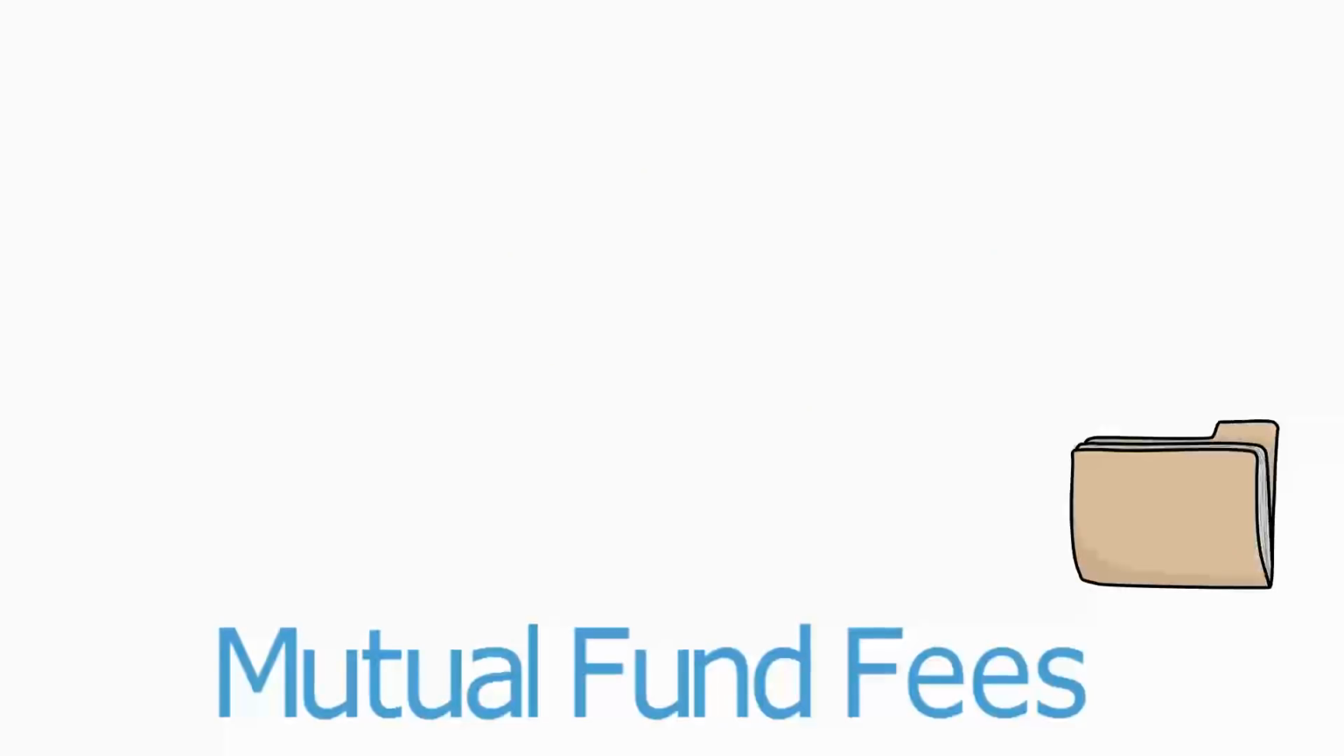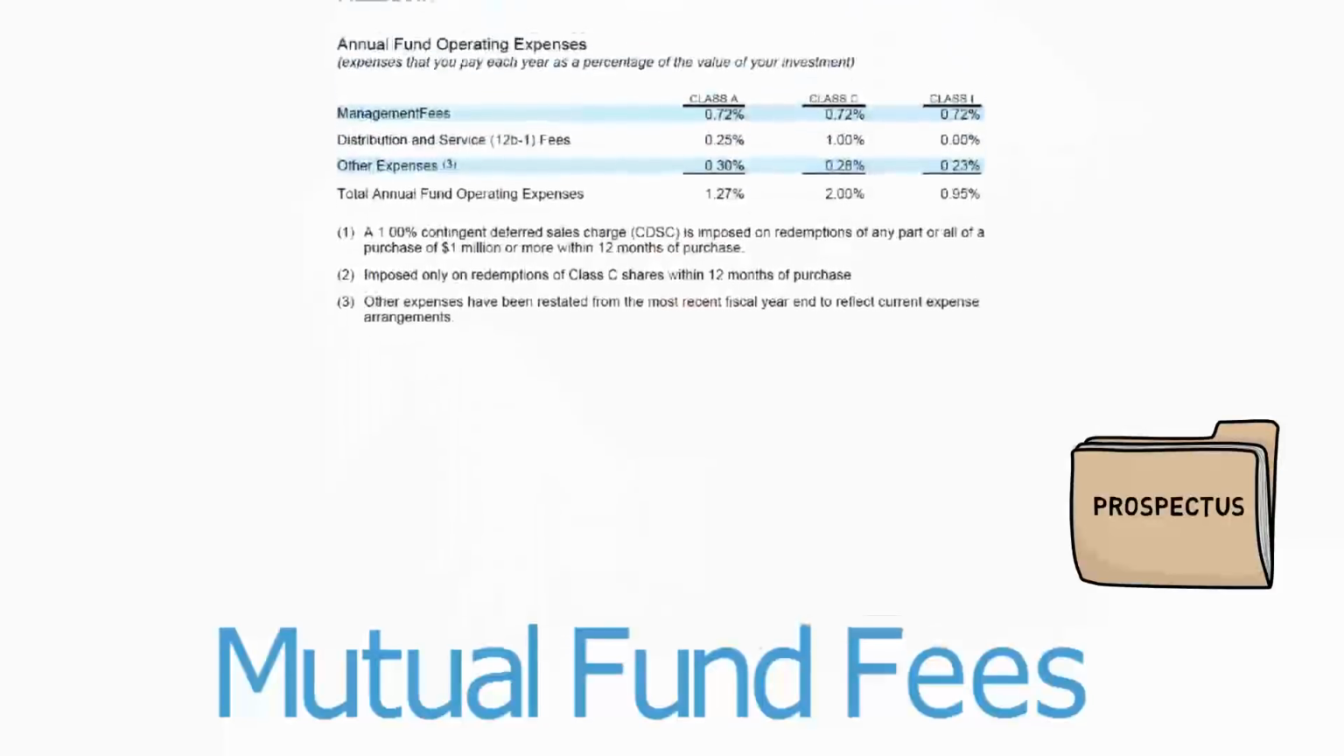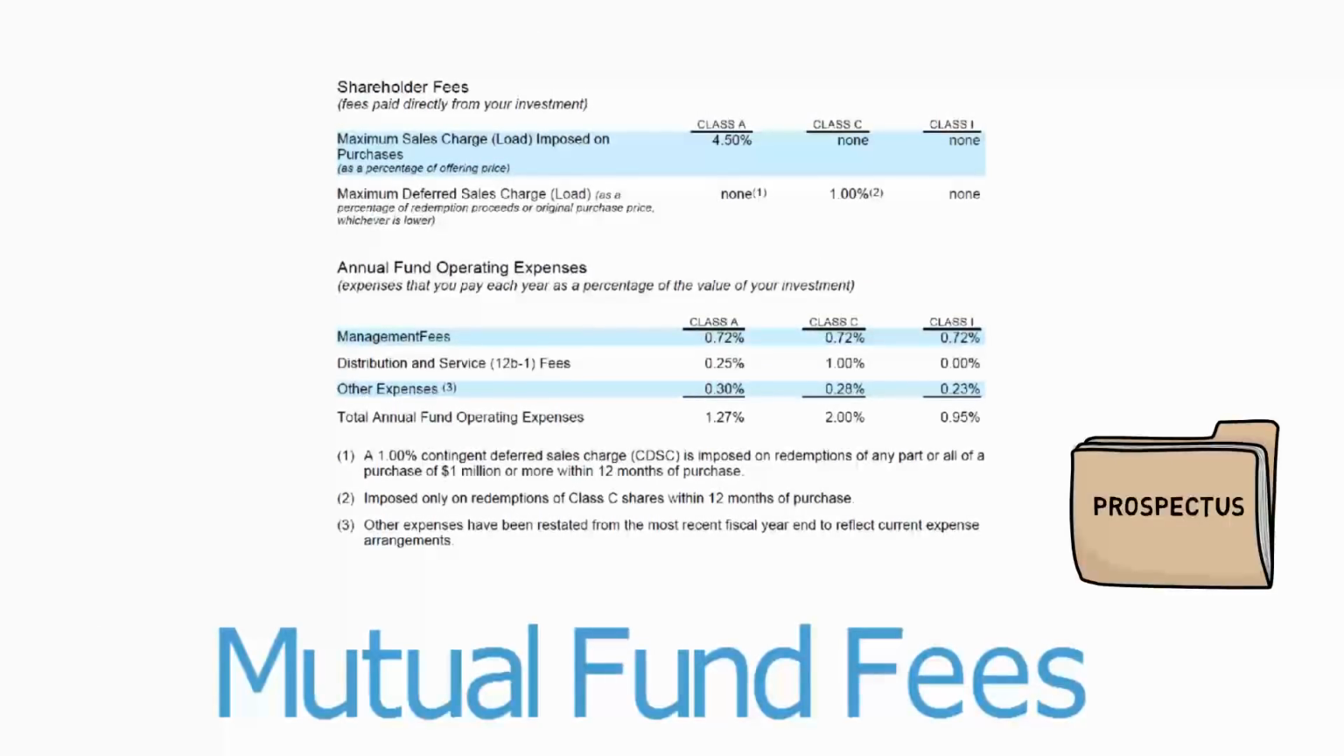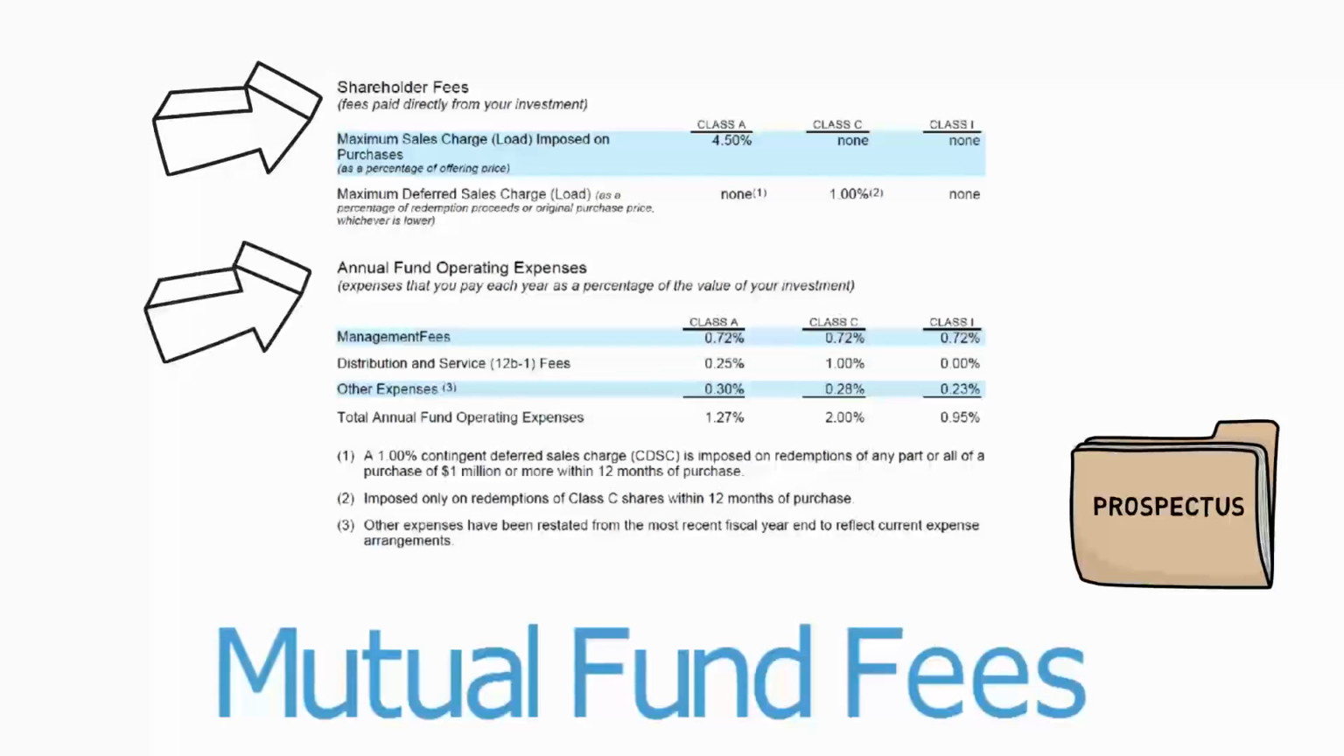Every mutual fund has a prospectus filed with the SEC. In that prospectus will be a table of fees. Here's an example of what that table looks like. Now let's take a closer look at some individual fees. There are two sections of fees: shareholder fees and operating fees.